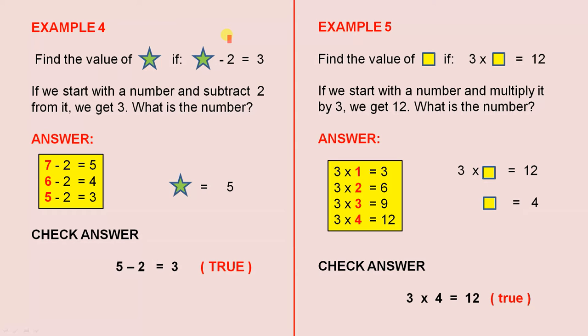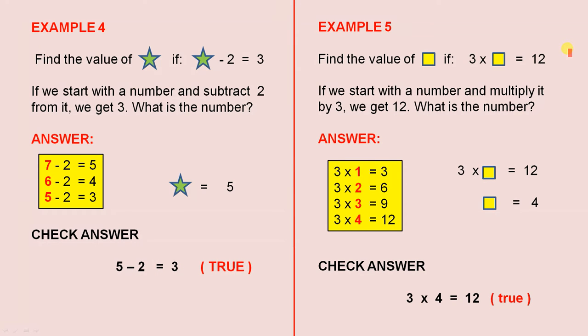Example 4. Find the value of the star if the star minus 2 equals 3. If we start with a number and subtract 2 from it, we get 3. What is the number? Let's try 7 for the number. 7 minus 2 gives us 5. 6 minus 2 gives us 4. 5 minus 2 gives us 3. So the star equals 5. Let's check the answer. 5 minus 2 equals 3, and that's true.